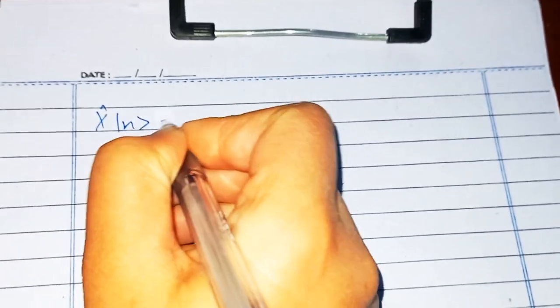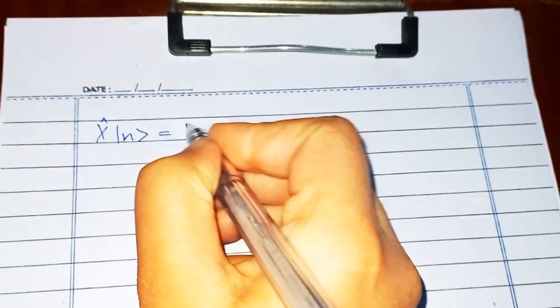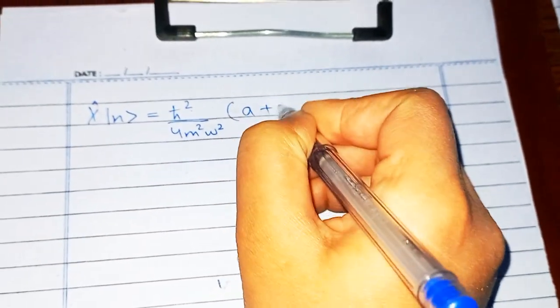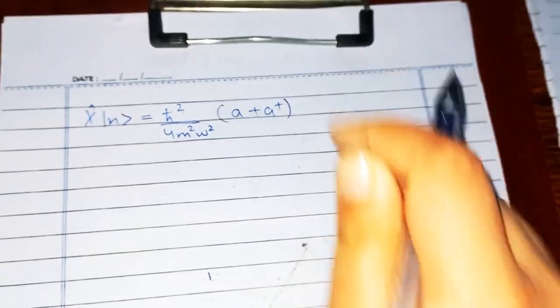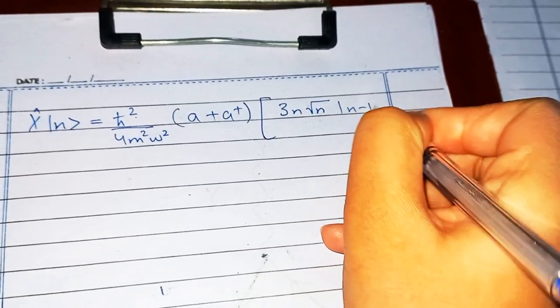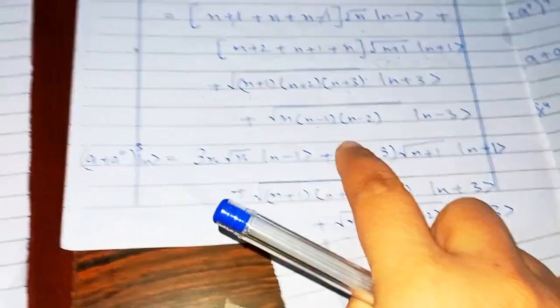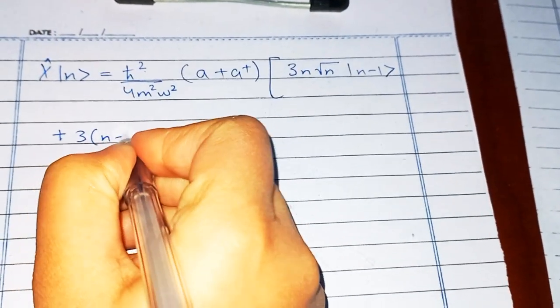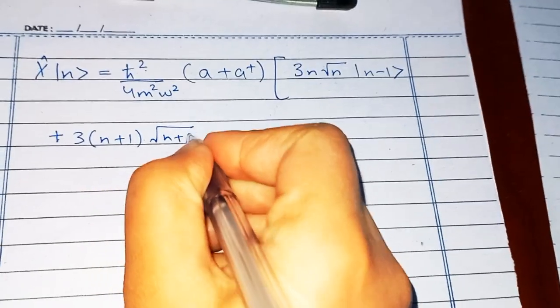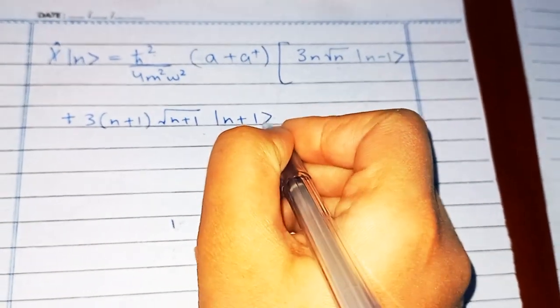So it's x4, this is equation number C that I'm writing, that is equals to h square by 4m square omega square a plus, and then we have this whole thing. Now I'm gonna write it here. Bracket starts: 3n under root n, and cat is n minus 1, plus here we can take 3 as common. So if we take 3 as common, we have n plus 1 that is left behind, and we had under root n plus 1 already, and its cat was n plus 1 as well.